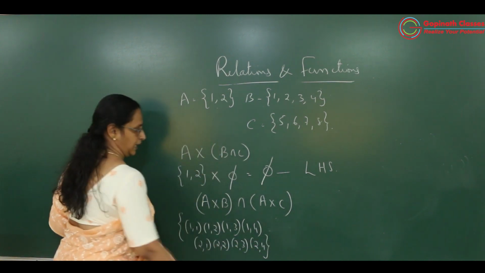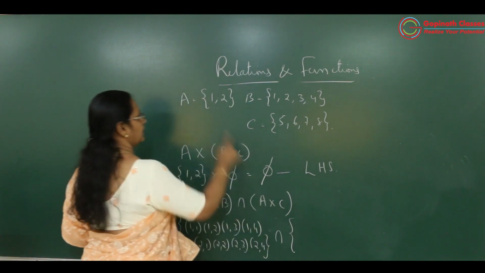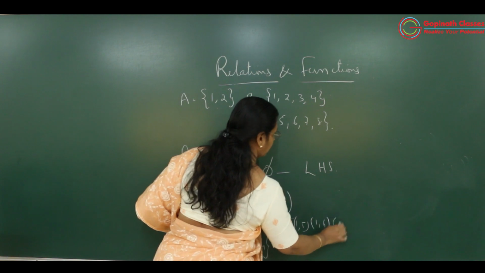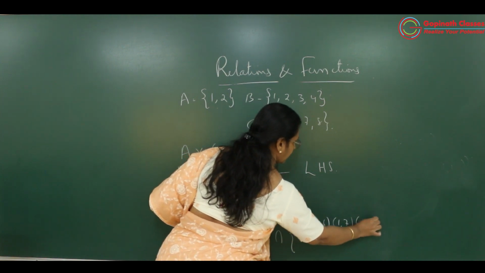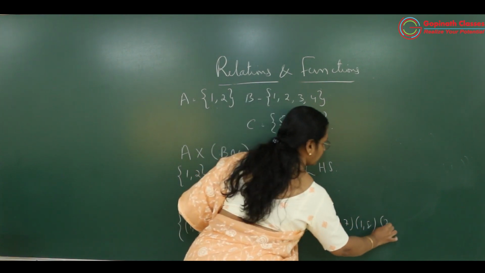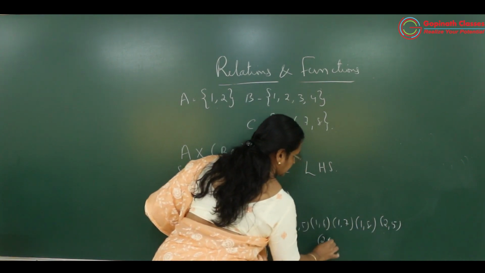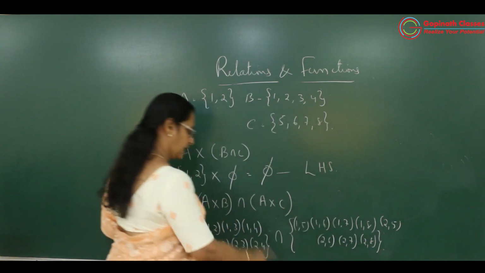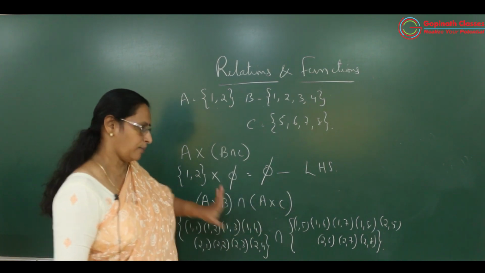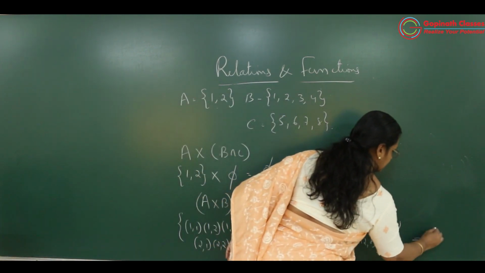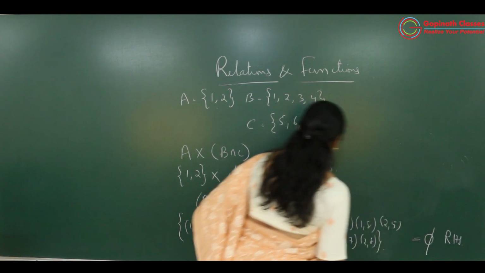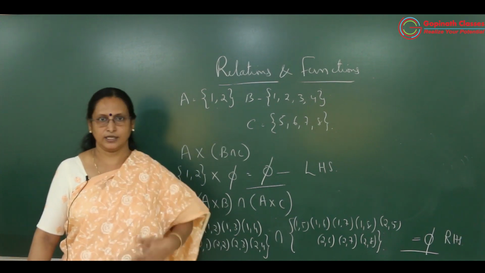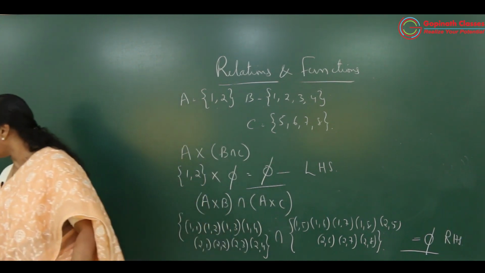This is the intersection with A cross C. A cross C: (1,5), (1,6), (1,7), (1,8), (2,5), (2,6), (2,7), (2,8). Is there any intersection between these two? Is there any common element? No. So it's the null set, that is the RHS. So you can see LHS and RHS are the same. So verified. Like that you can verify it when you know how to take the cross product.